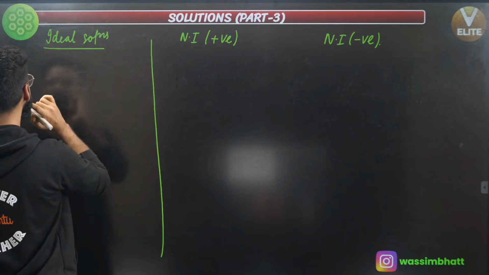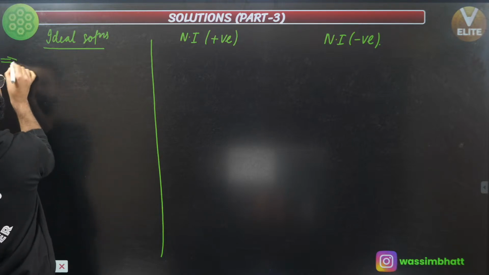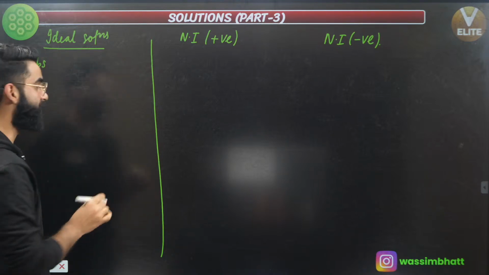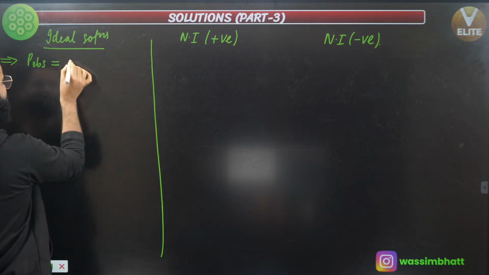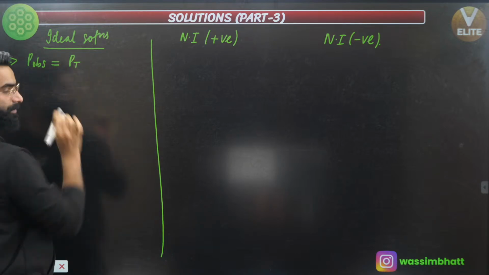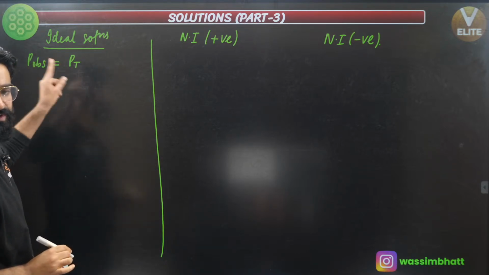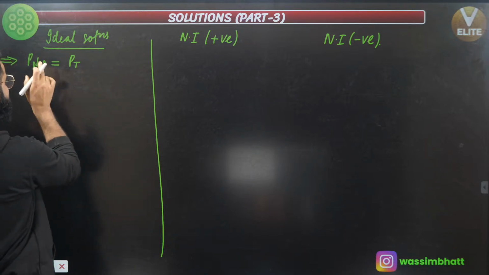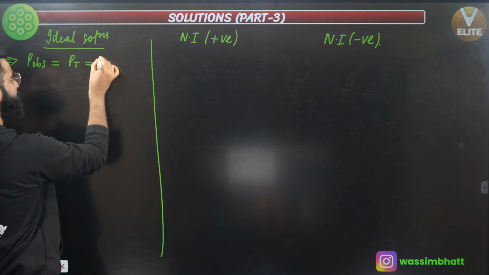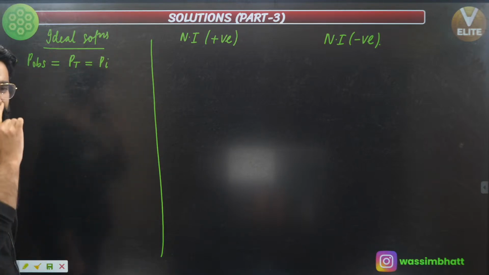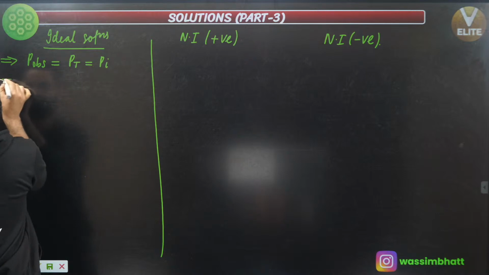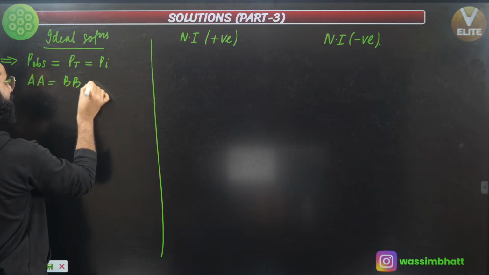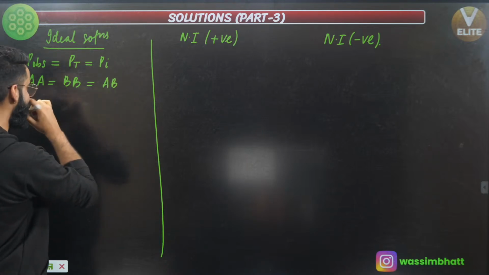In case of ideal solutions, first point, the observed vapor pressure, or you can say the experimentally determined vapor pressure, is equal to the theoretically determined vapor pressure. Theoretically determined vapor pressure means the vapor pressure of the solution which we calculate by means of Raoult's law. Or you can say the observed vapor pressure of this solution is equal to the ideal vapor pressure of the solution, P ideal, right? Similarly, AA interactions are the same as BB interactions, are the same as AB interactions, right?